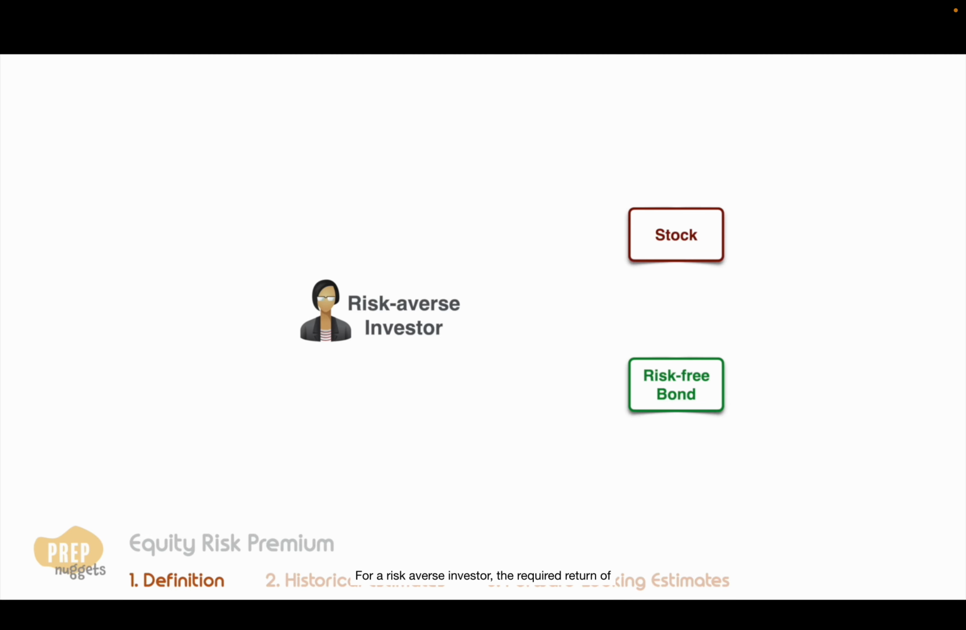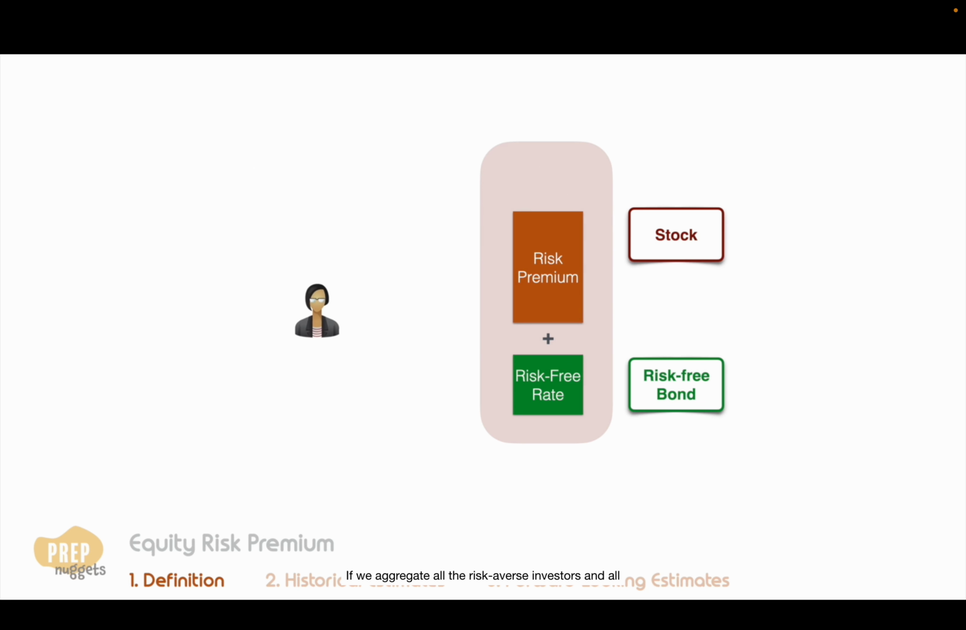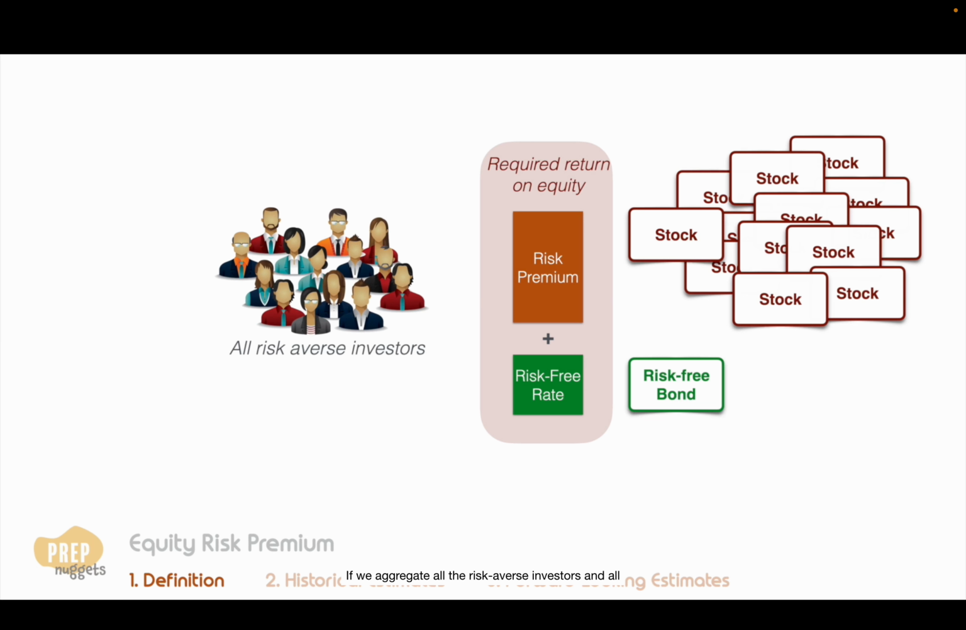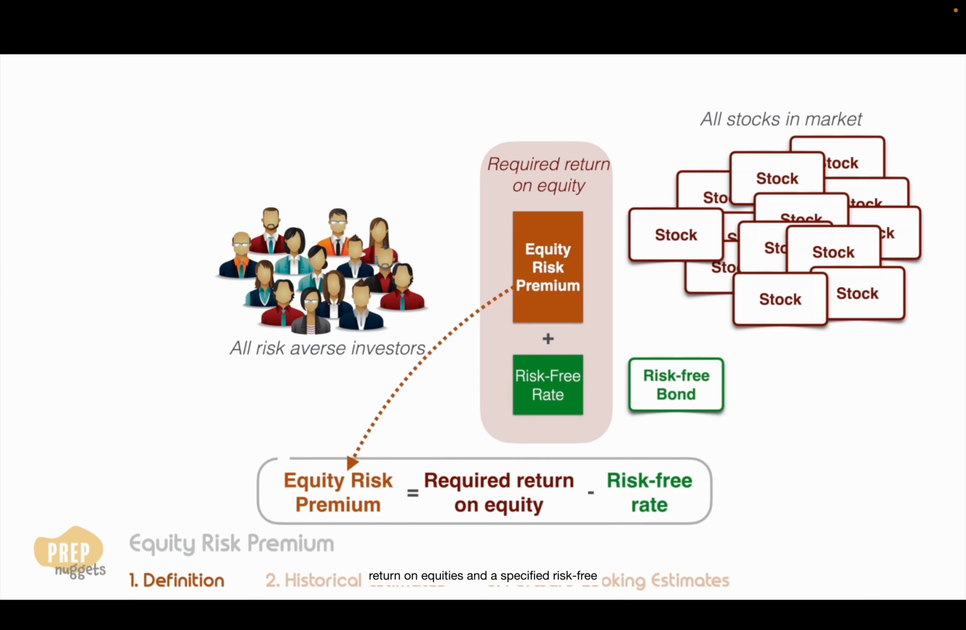Let's dive right in. For a risk-averse investor, the required return of a stock has to be higher than that of the risk-free rate in order to convince the investor to invest. If we aggregate all the risk-averse investors and all the stocks in the market, this aggregate return over the risk-free rate is known as the equity risk premium. If we rearrange the terms, it's the difference between the required return on equities and a specified risk-free rate of return.